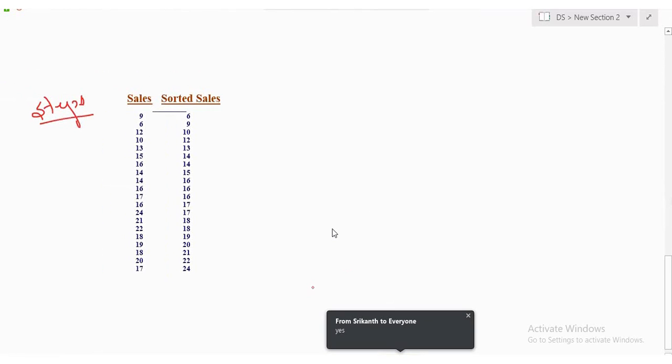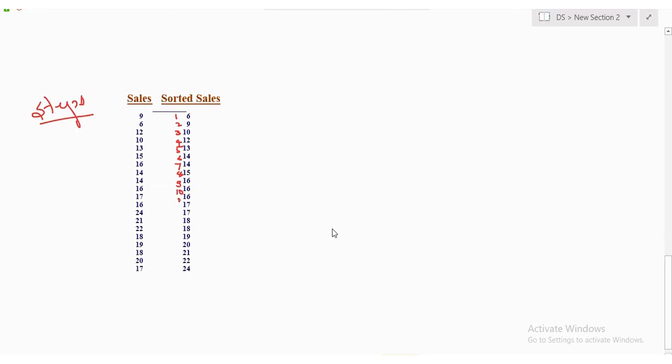Okay, now you need to rank it. This is rank 1, 2, 3, 4, 5, 6, 7, 8, 9, 10, 11, 12, 13, 14, 15, 16, 17, 18, 19, 20. Right? I ranked it. So 24 is the person who made the highest sales and the first one is the lowest, right? Because I sorted the data. Rank one doesn't mean that is highest.